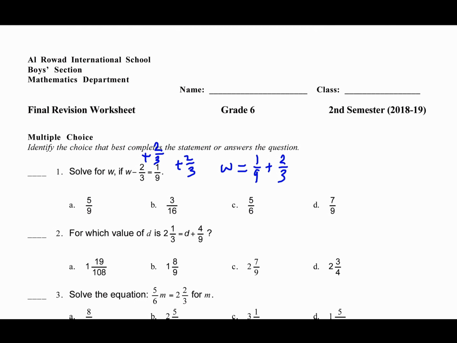So we can convert 3 to be 9 by multiplying by 3, multiply up and down. We have to multiply both of numerator and denominator by the same number. So now it will be 1 over 9 plus 6 over 9 equals 7 over 9. So the answer will be D, 7 over 9.